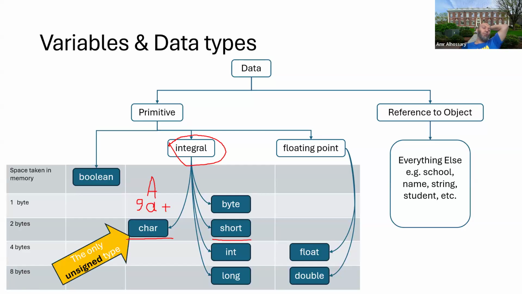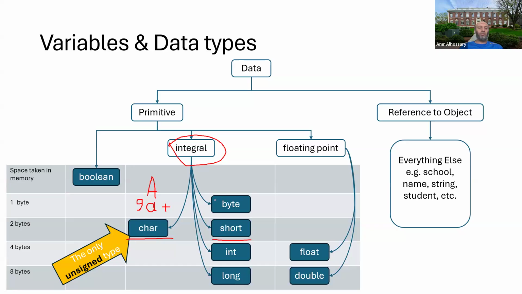Because the character is the only unsigned type of all the numerical data types. So any other numerical data types keep a portion of the bits for the sign value. But the character does not have a designated bit for the sign value.